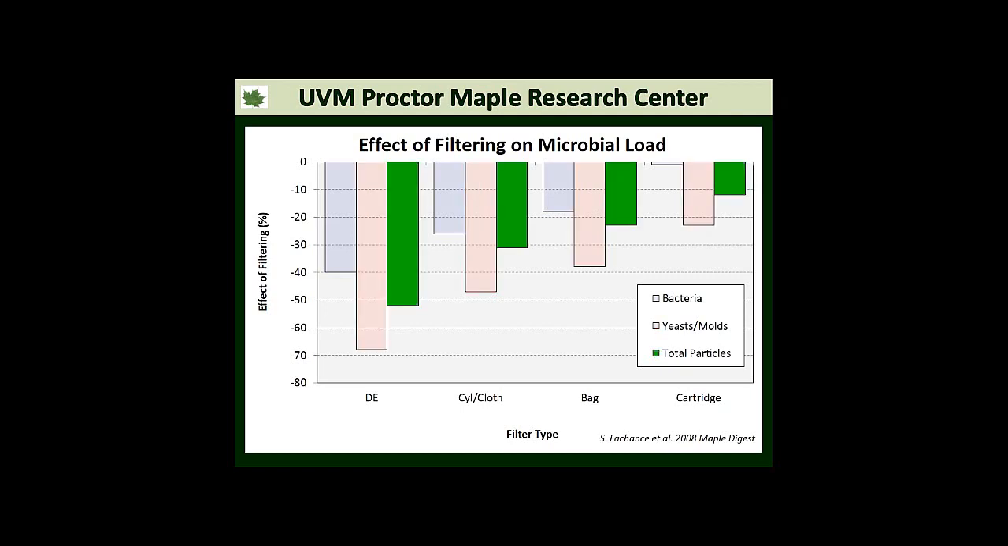And if we look at the total number of particles it removed, the best we could do is a DE filter, a little over half of them. Well, half is better than nothing. Cloth cylinder filter, about 30%. The bag filter, about 23%. Cartridge filter, about 10-12%. So, what this tells you is if you're using a particular type of system, having some quality issues, and can move to a different type of system, well, this is the order. DE is best, cloth next, bag, and then cartridge.